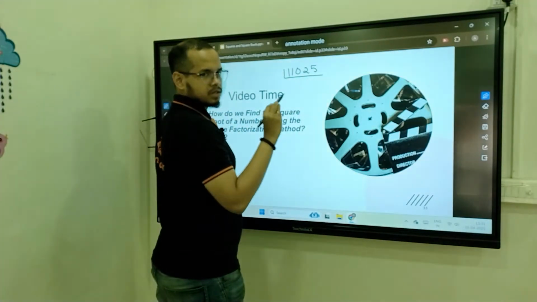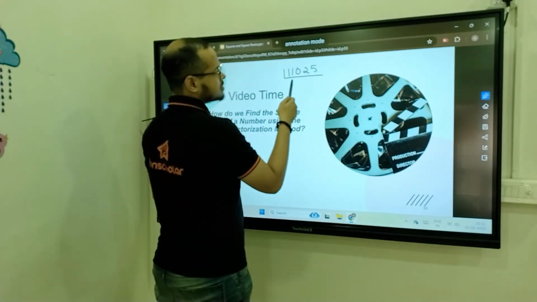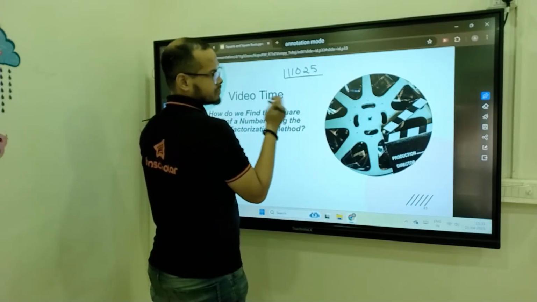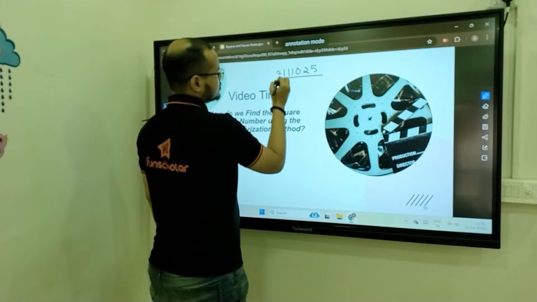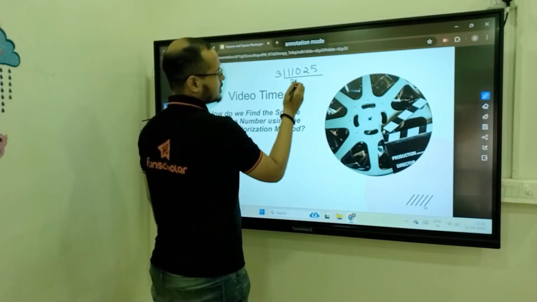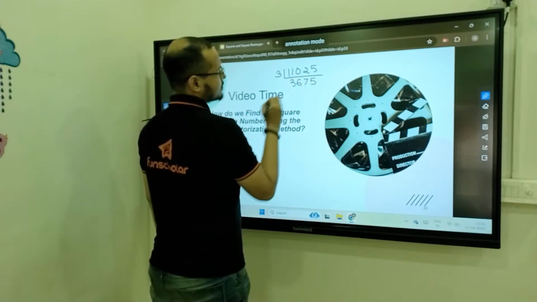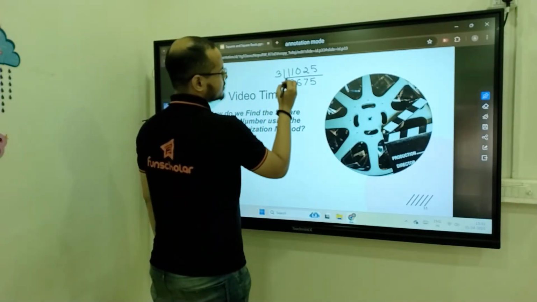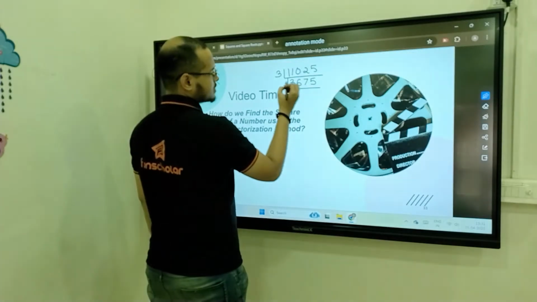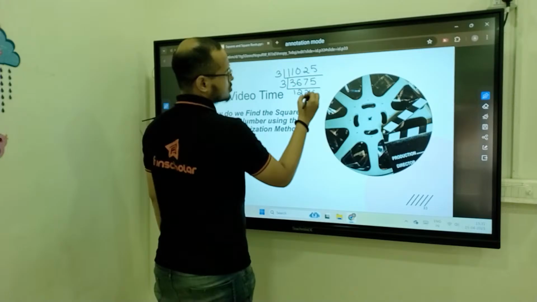2 is not a factor, because the last digit is not even. So let's see the divisibility rule of 3. 1 plus 1 plus 0 plus 2 plus 5 is 9. So yes, it is divisible by 3. 3 threes are 9, and we get 3675. Again, let's see whether it is divisible by 3. Yes, 3 plus 6 plus 7 plus 5 is 21, obviously divisible by 3. So we get 1225.